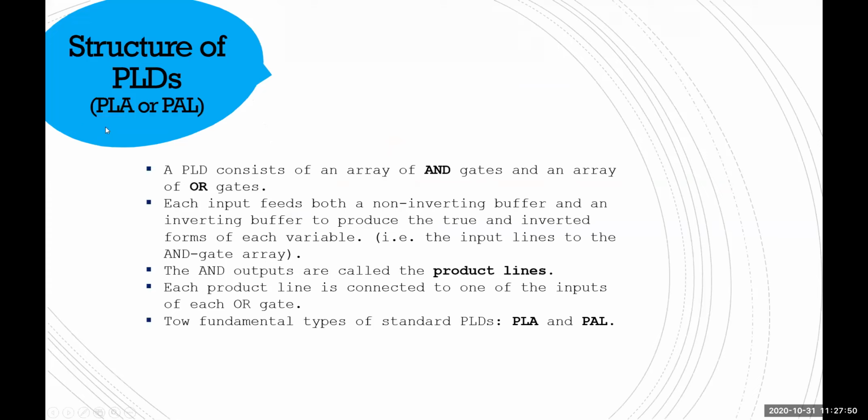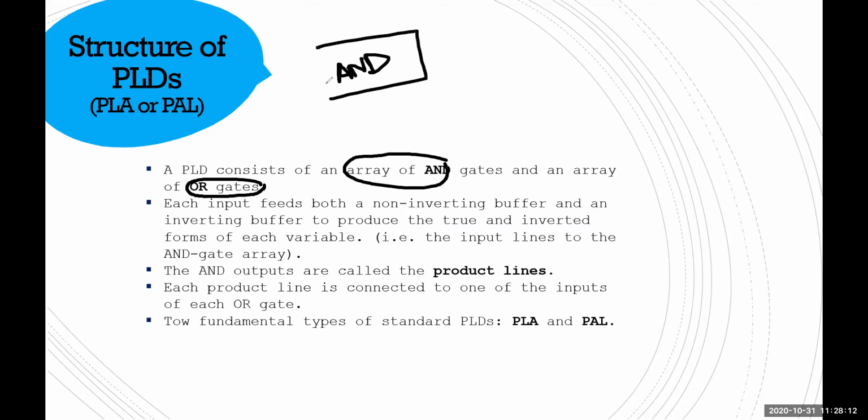Structure of PLDs, PLA or PAL. A PLD consists of an array of AND gates and an array of OR gates. That means you have two arrays: one is the array of AND gates, another one is the array of OR gates. That means you have two planes. They have AND gates on one side, and on the other side they have OR gates. Okay, so two planes are there.